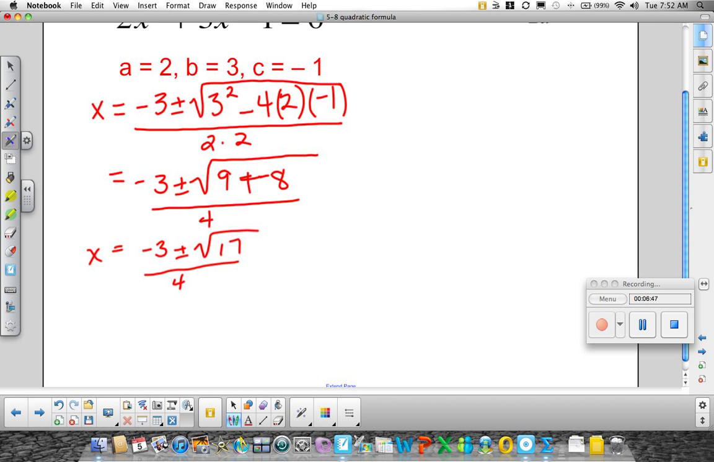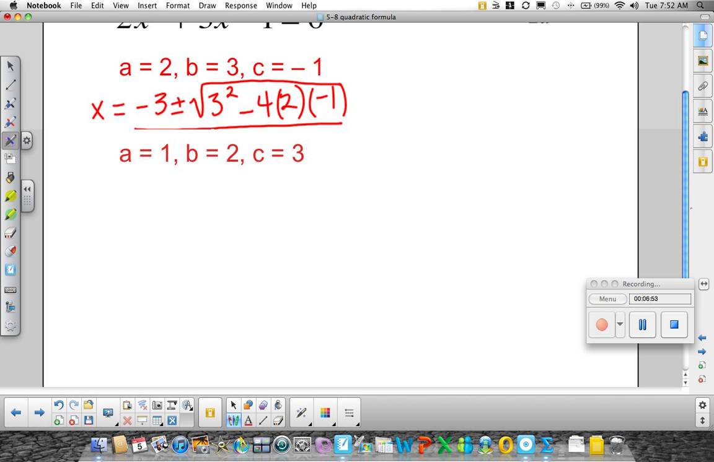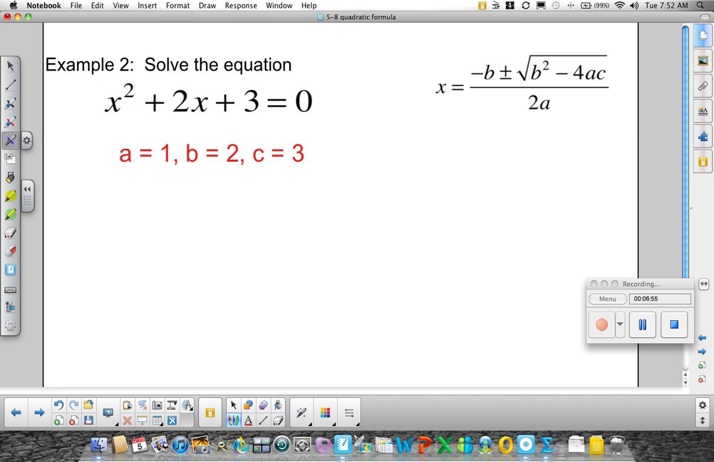Oh, that's kind of cool. That's the solution to the quadratic equation in example 2. All right, one more example, and that's what happens when we have imaginary roots.